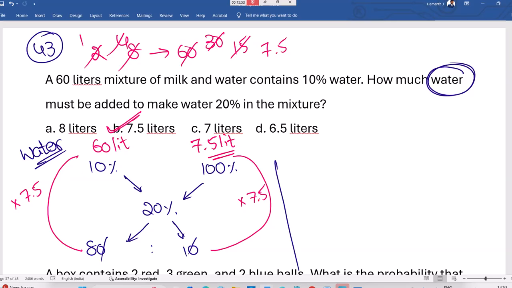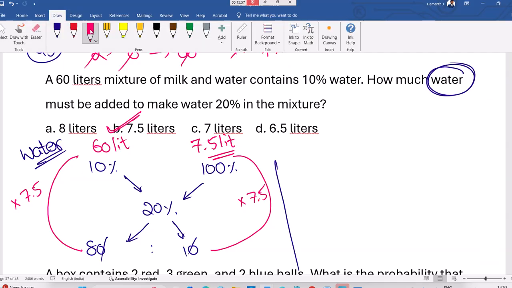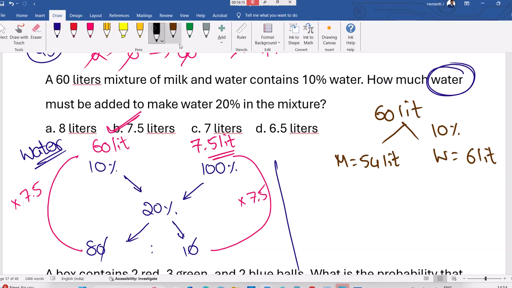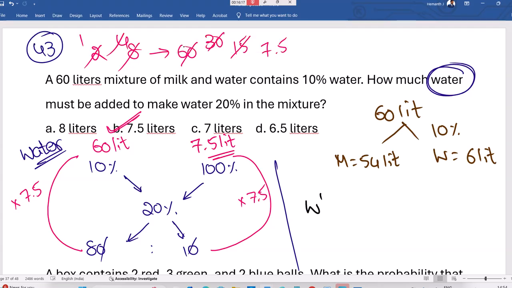This is one logic. No, sir, I am not happy with this. Then you go for the other method. 60 liters are there. Among that, water is 6 liters. Do you agree? Why 6 liters? 10%. The remaining is milk, 54 liters. Now listen. They're asking for the new water percentage. What is the new water percentage? 20%, means 1 by 5.